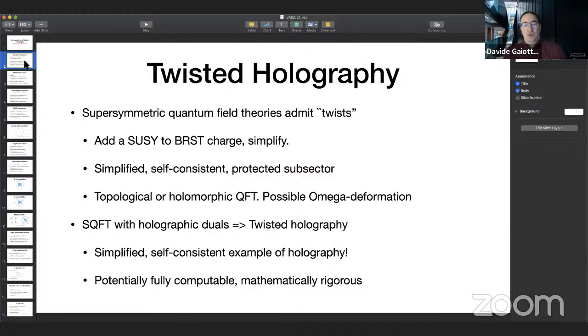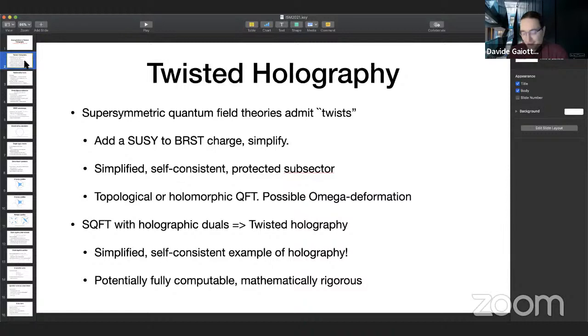Now, another thing I should mention: sometimes you can do something like an omega deformation, which also reduces the number of dimensions of space-time. So, for example, you could take a 4-dimensional theory, but extract a 2-dimensional protected subsector. So this is the best understood part of the process. As I was saying, these manipulations of the quantum field theory should be something that you can match on the supergravity side.